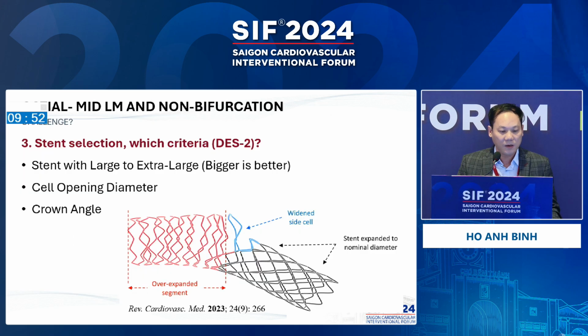And we also have to select a good stent, with larger being better, because sometimes there is a mismatch between the left main and the LAD and circumflex.